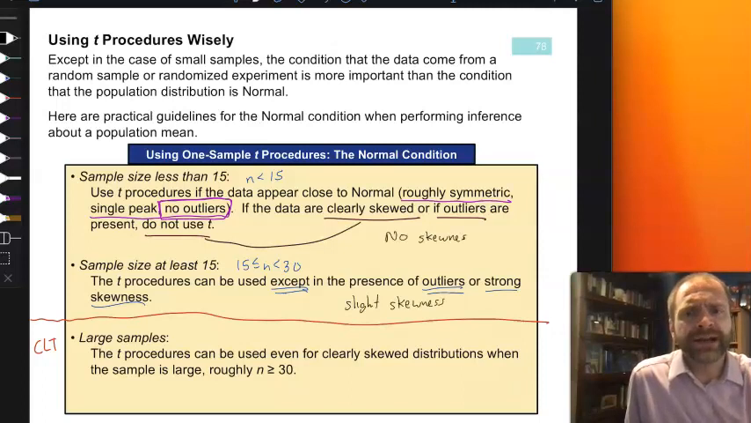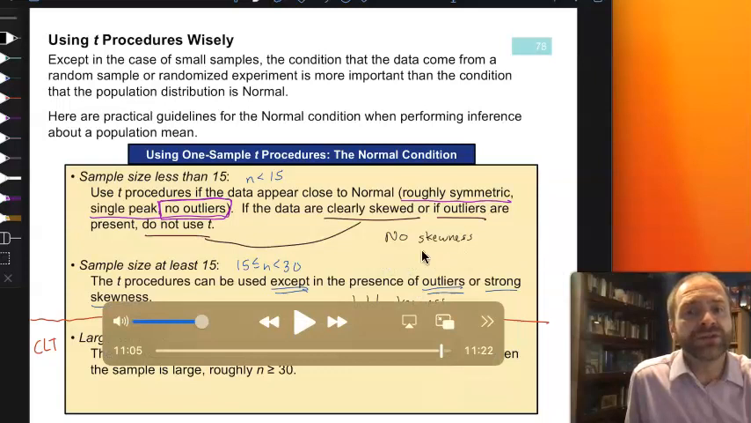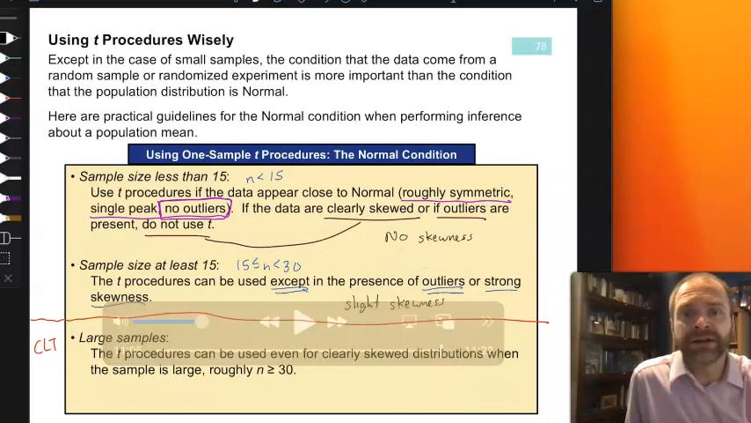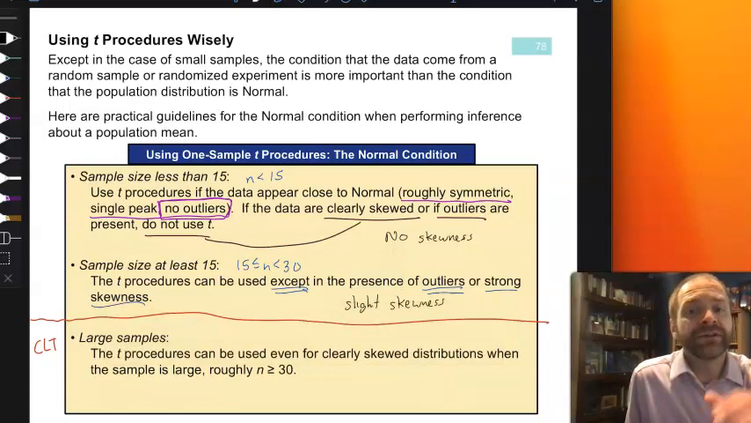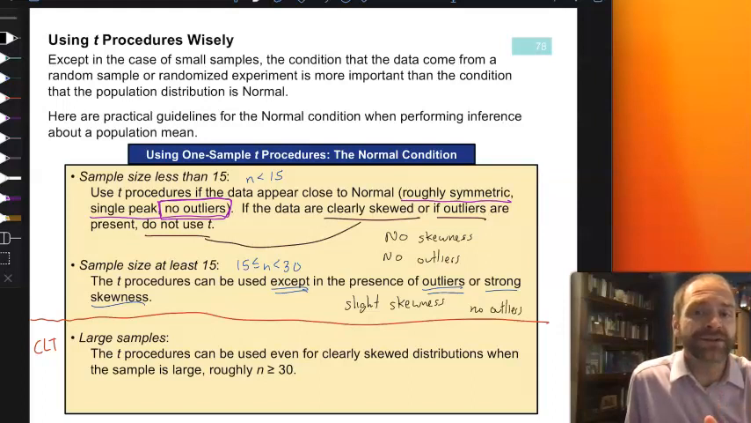And so you can see right now what's going on is I have written down here that there can be no skewness at all if it's less than 15. Don't allow skewness. However, if it is between 15 and 30, slight skewness is okay. But both of them cannot have outliers. So it doesn't matter which it is. In other words, if your sample size is less than 30, no outliers. No outliers allowed at all.